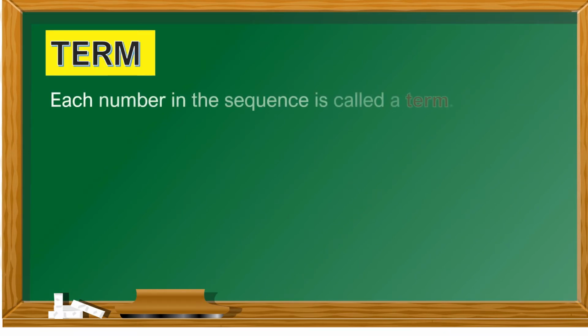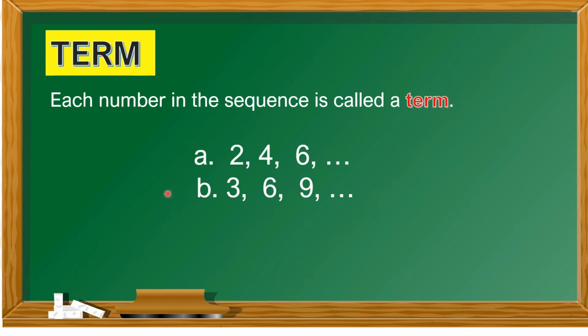Term. Each number in the sequence is called a term. Just like in letter A, we have the sequence 2, 4, 6, and in letter B, 3, 6, 9. That means 2 is a term, 4 is a term, 6 is a term, 3 is also a term, 6 is a term, and 9 is a term.